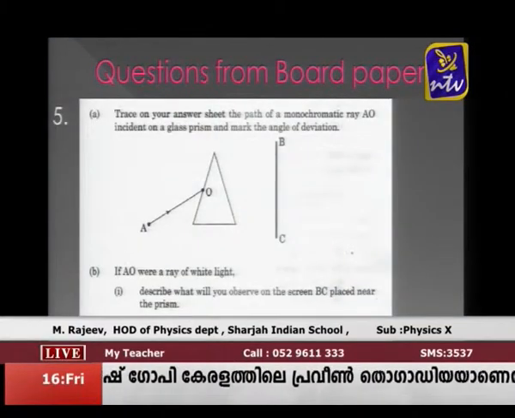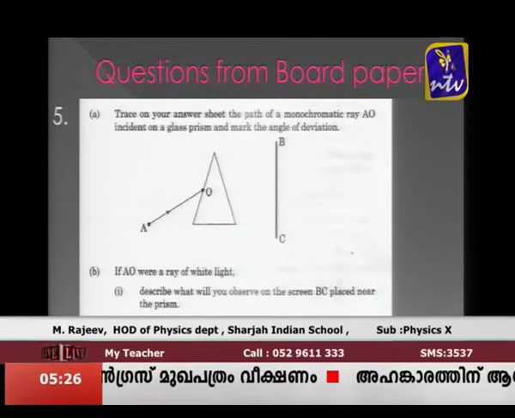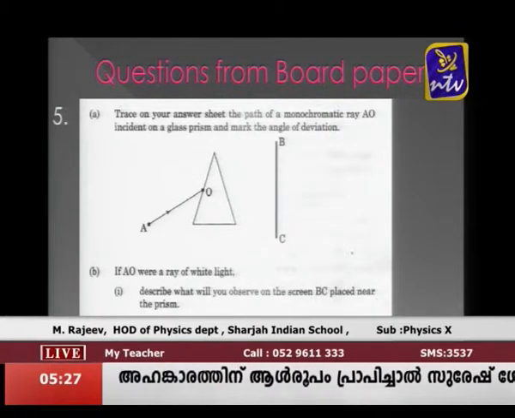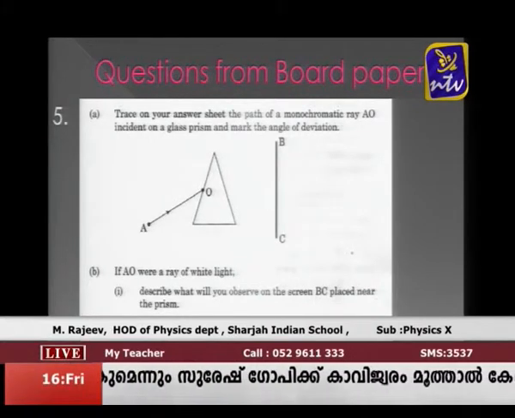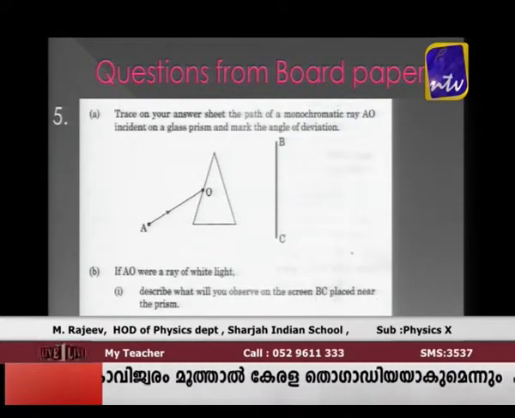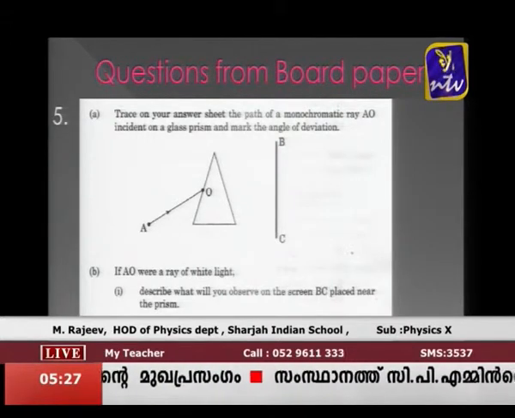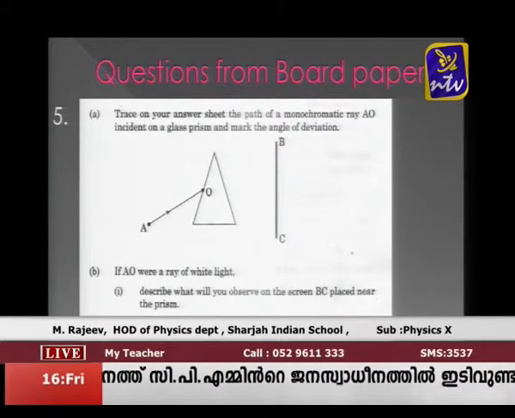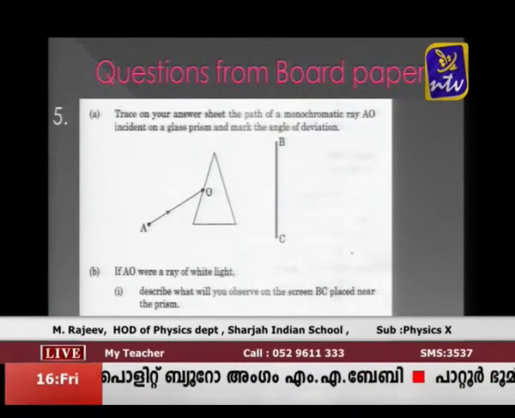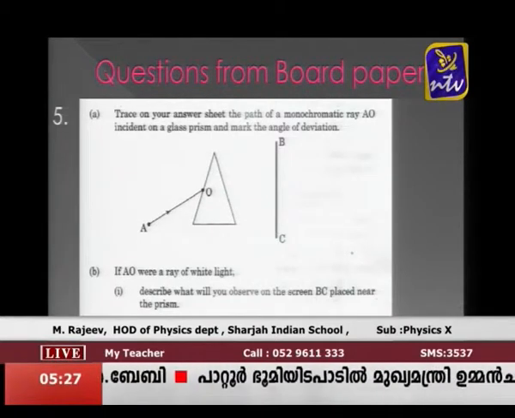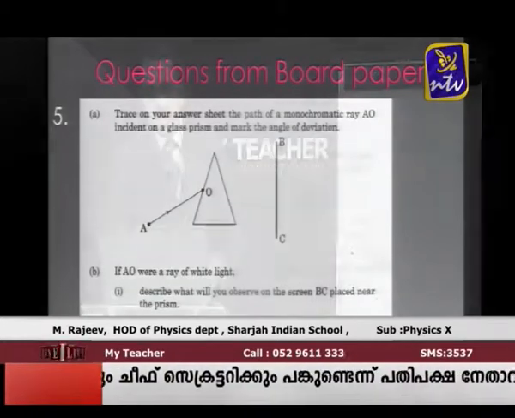See the question. Trace on your answer sheet the path of the monochromatic ray AO incident on a glass prism and mark the angle of deviation. So, that is the first question. What do you mean by monochromatic ray? Monochromatic ray simply means a ray with a single wavelength, that is just one color. For example, red light can be called a monochromatic light. What is the opposite term? Monochromatic, and then we can say polychromatic. Polychromatic is white.